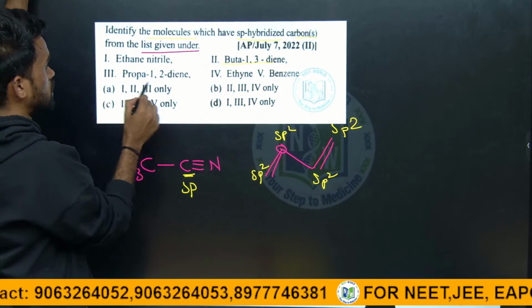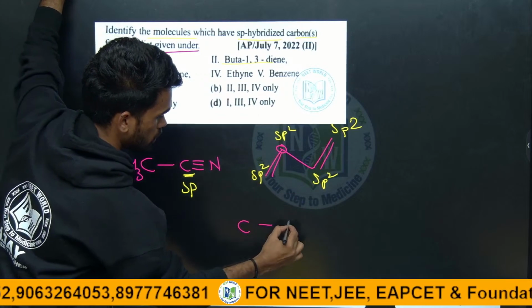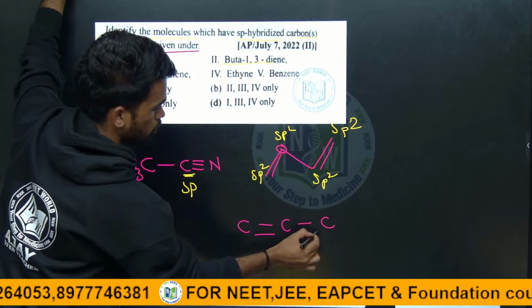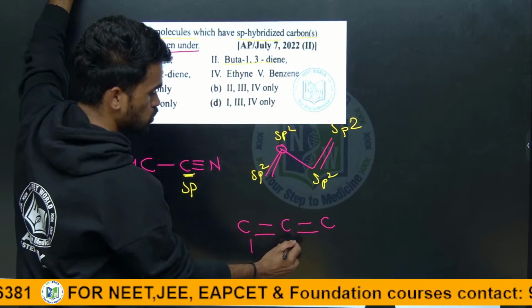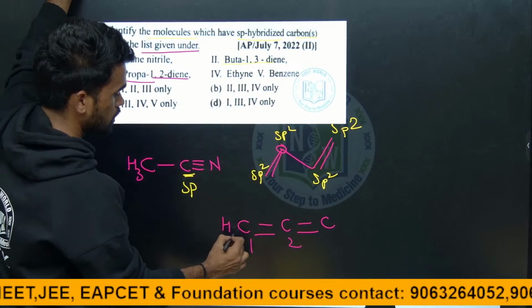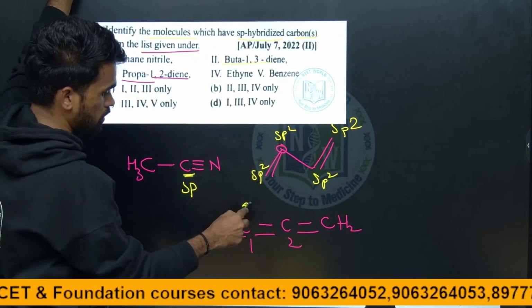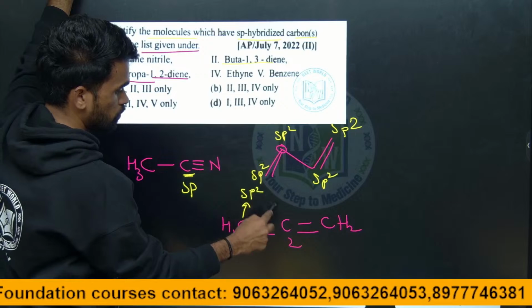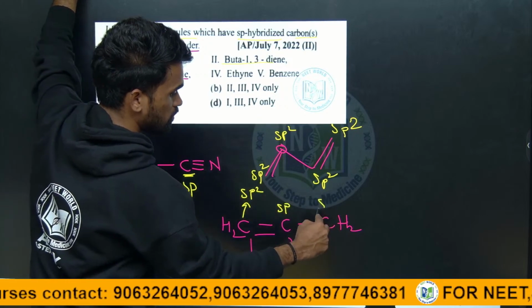Let us go with propa-1,2-diene. Prop means 3 carbons, with double bonds at position 1 and 2, as the 1,2-diene says. You can write it like this. For this carbon it will be sp2. For the middle carbon there are 2 sigma bonds, so we can say sp hybridization. For the last one it will be sp2.